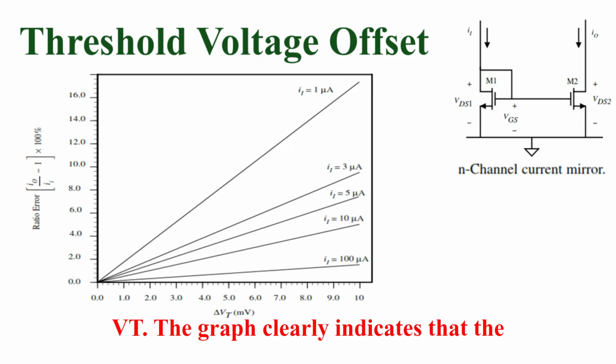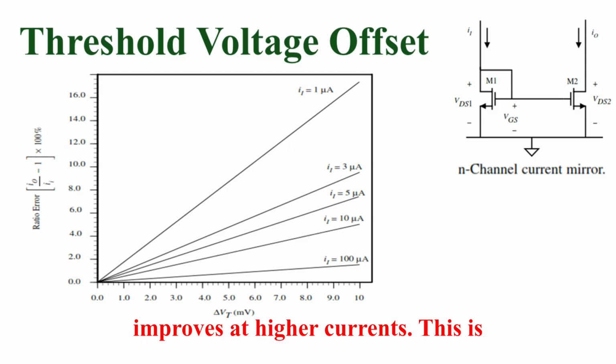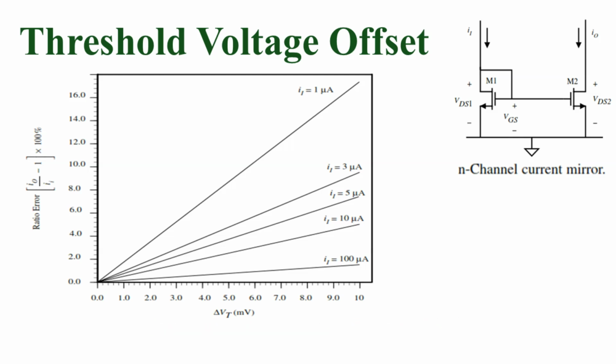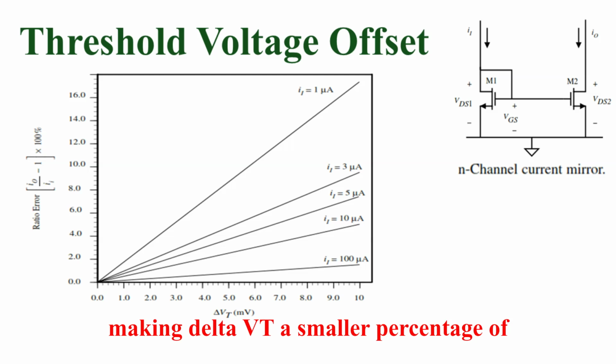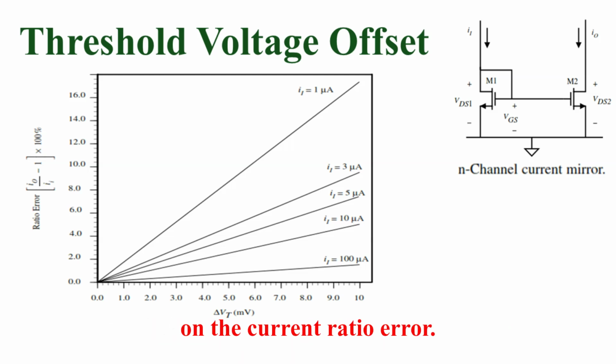The graph clearly indicates that the performance of the current mirror improves at higher currents. This is because a higher current results in a larger gate source voltage, VGS, making delta VT a smaller percentage of VGS, thereby reducing its impact on the current ratio error.